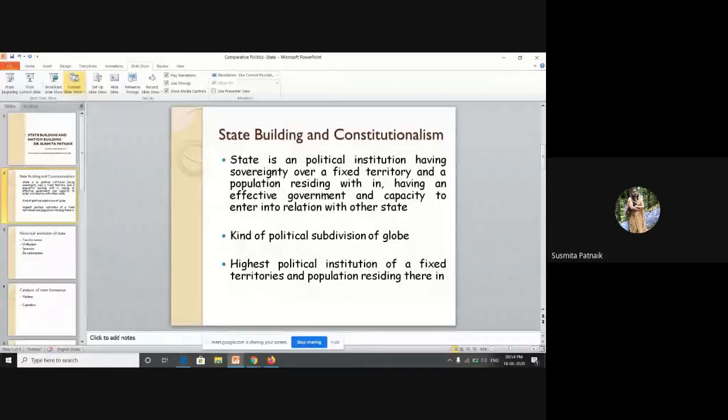In your examination, if a question comes, what do you mean by constitutionalism? The process by which the constitutions function in different parts of the world, that is called constitutionalism. In constitutionalism, there are different types of constitutions: unitary, federal, liberal, flexible, rigid. You have to write about the types of constitution practiced in different countries.